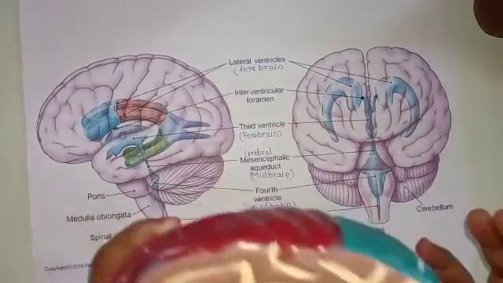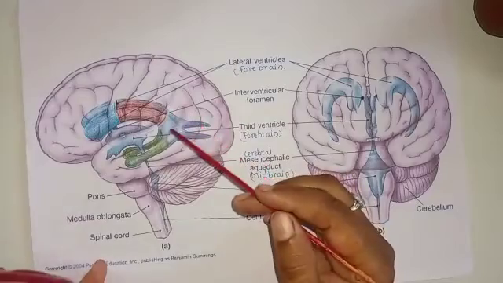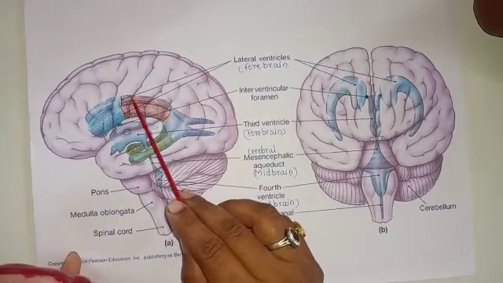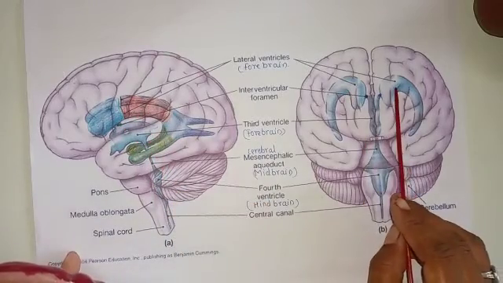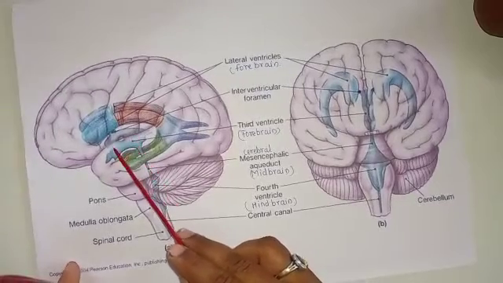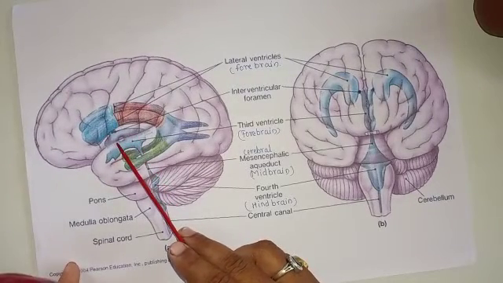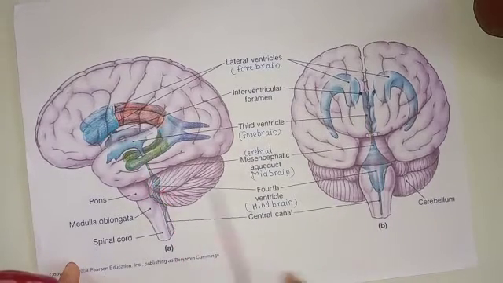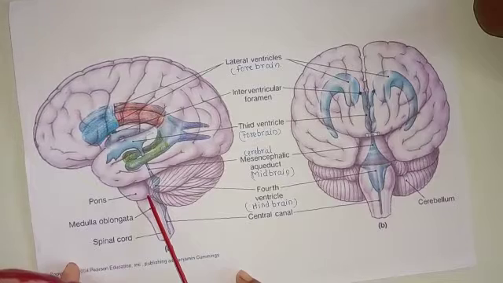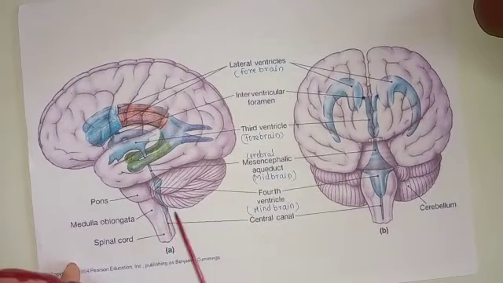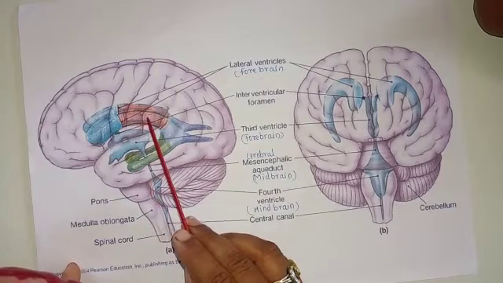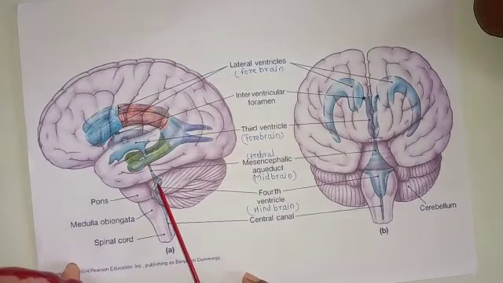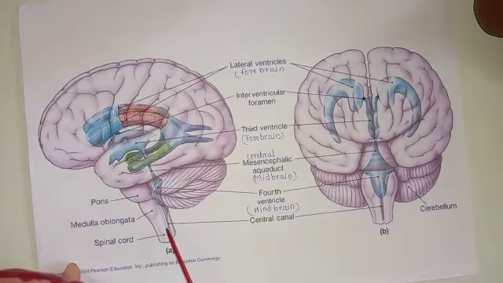The ventricular system basically consists of the four ventricles. First the two lateral ventricles, then a single third middle ventricle, then a single fourth ventricle, and the single terminal ventricle. So the ventricular system comprises the two lateral ventricles, third ventricle, fourth ventricle and the single terminal ventricle.